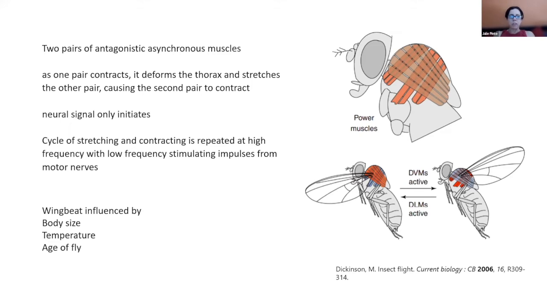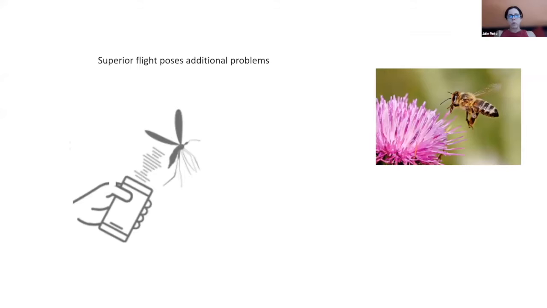So we can see how this affected the wing beat frequency depending on body size. We also know that temperature and the age of flies affects wing beat frequency. So those are some of the variables I sought to standardize. When you have flies that are flying so quickly with their superior flight, it presented a couple of problems with trying to record their wing beat sounds.